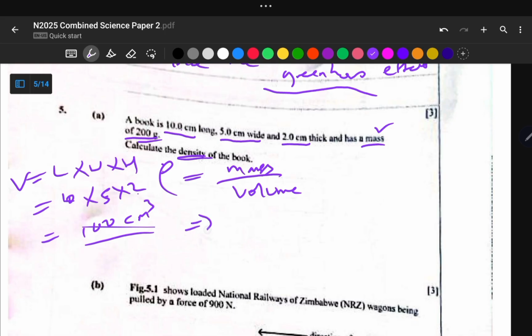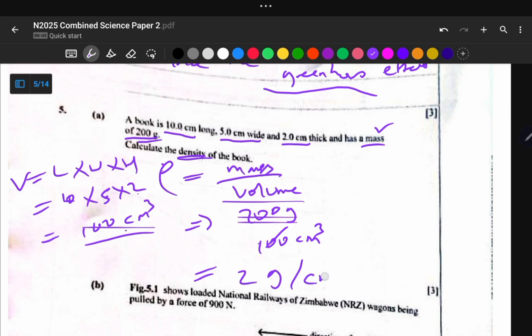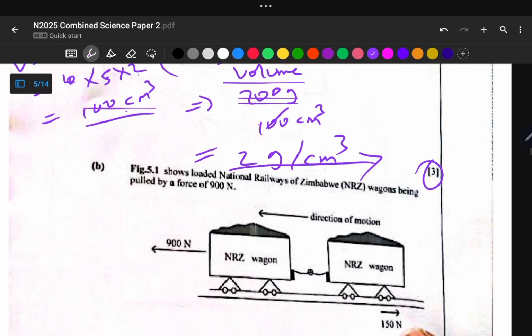And then we go on to the mass. You have 200 grams over the volume, 100 cubic centimeters. So we're going to divide this by this, and then grams over cubic centimeters. As simple as that. And it is awarded for 3 marks. And then we go on to the next part.